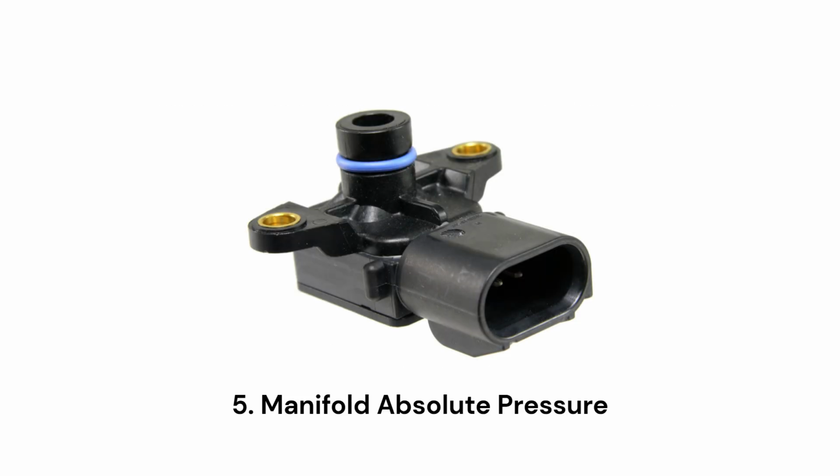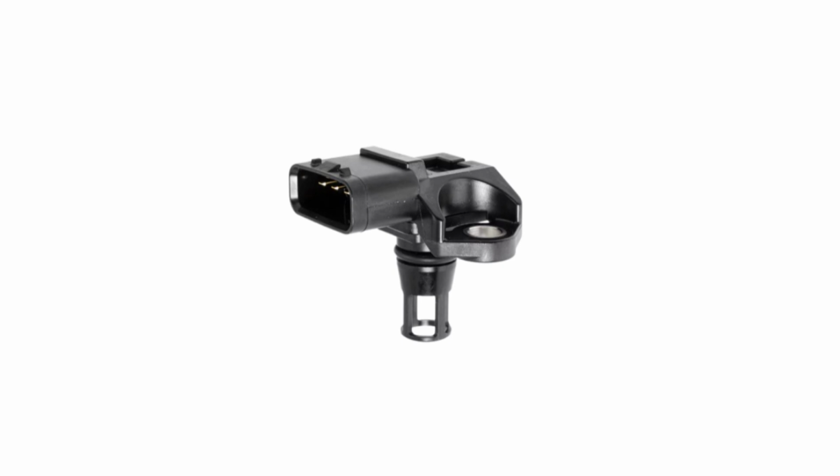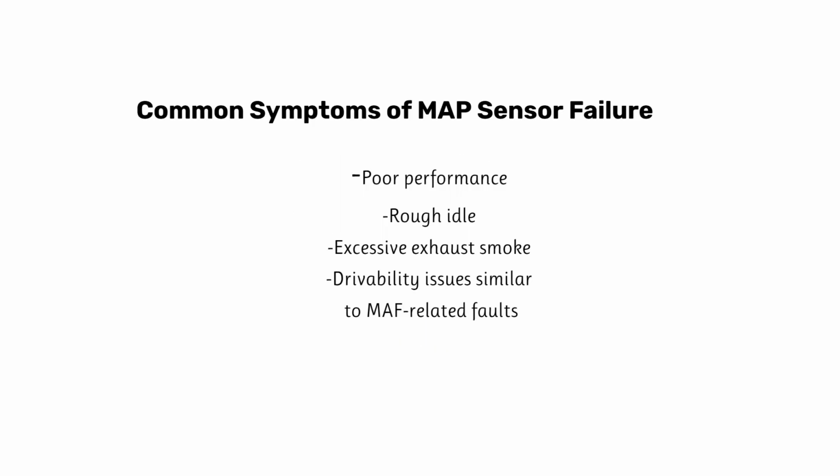5. Manifold Absolute Pressure Sensor, MAP. The MAP sensor measures absolute pressure inside the intake manifold, enabling the ECU to calculate engine load. The difference between atmospheric pressure and manifold pressure reflects engine vacuum. In many systems, the MAP sensor works alongside or in place of a MAF sensor. Failure symptoms often include poor performance, rough idle, excessive exhaust smoke, and drivability issues similar to MAF-related faults.